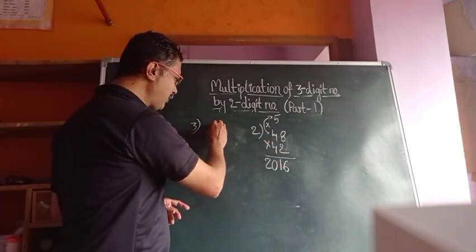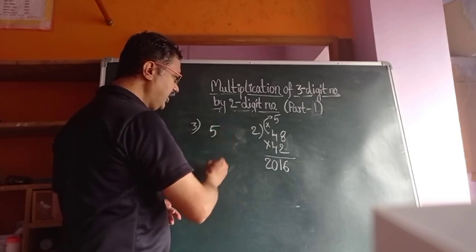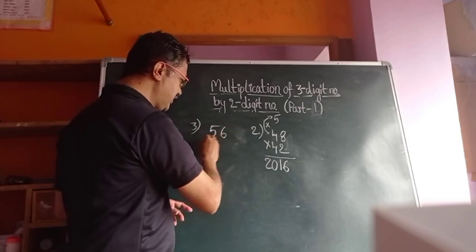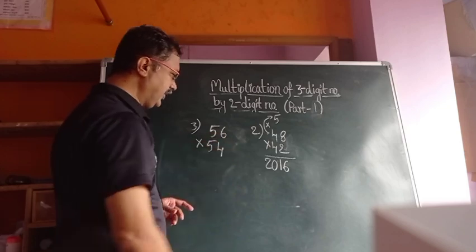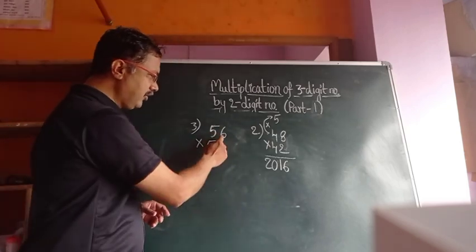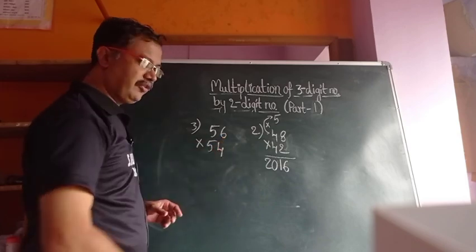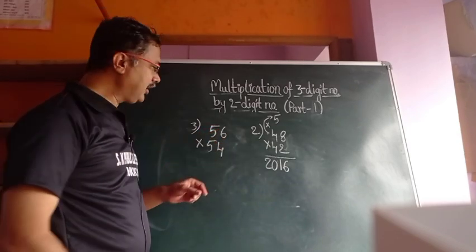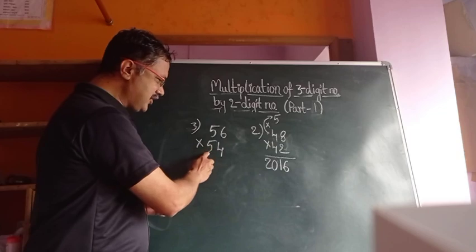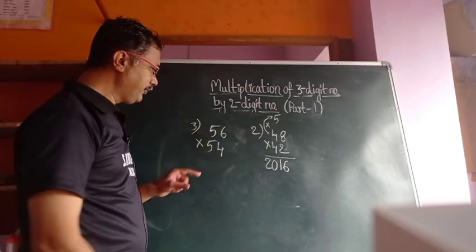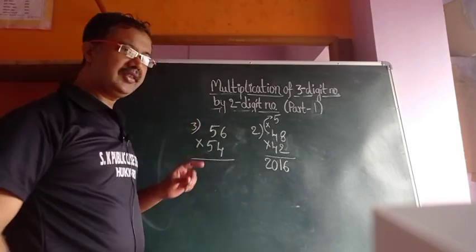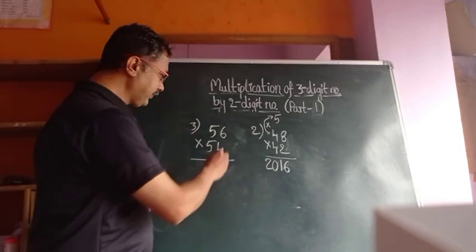Okay, another example I will take. 56 into 54. Here also, see, 6 plus 4, if you add these numbers it becomes 10, and in tens place both the numbers are the same, 5, 5. Then we have to apply this method, trick.